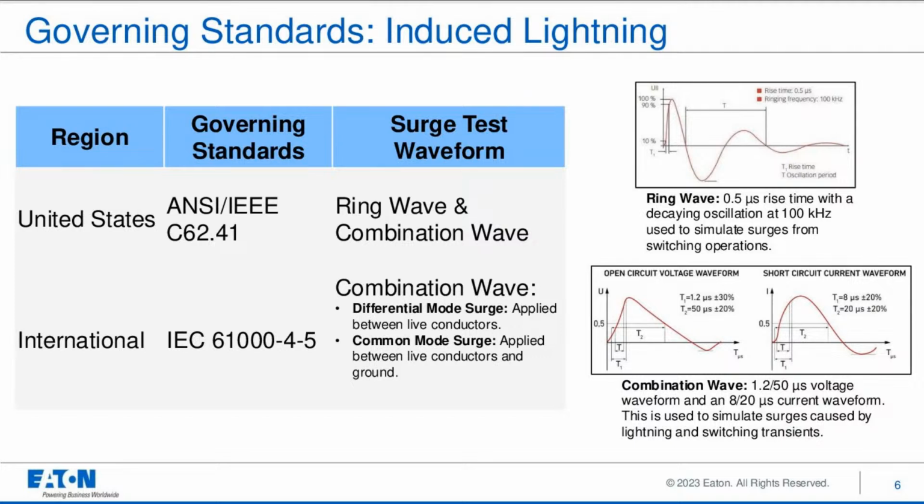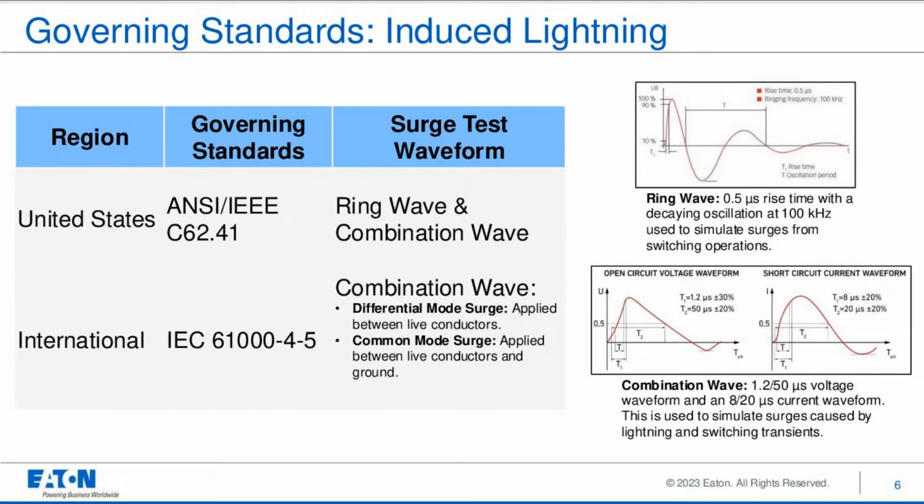Test voltage ranges can range from 1 kV up to 20 kV with current levels from 500 amps up to 10,000 amps. In addition to the combination wave, the IEEE C62.41 standard defines 4 other waveforms, including a ring wave and waveforms specific to high energy stress testing, capacitor switching, and EFT caused by switching of inductive loads.